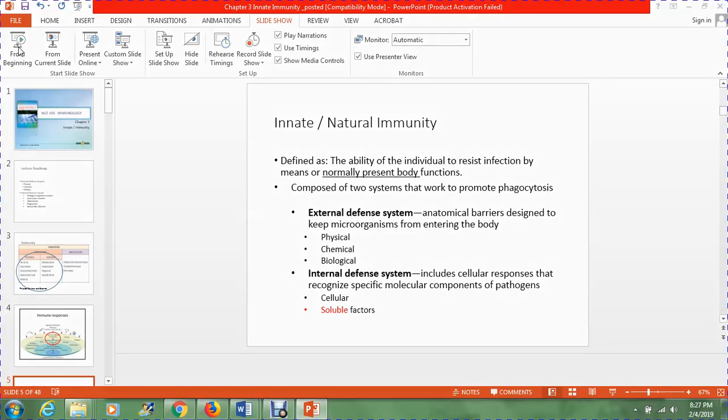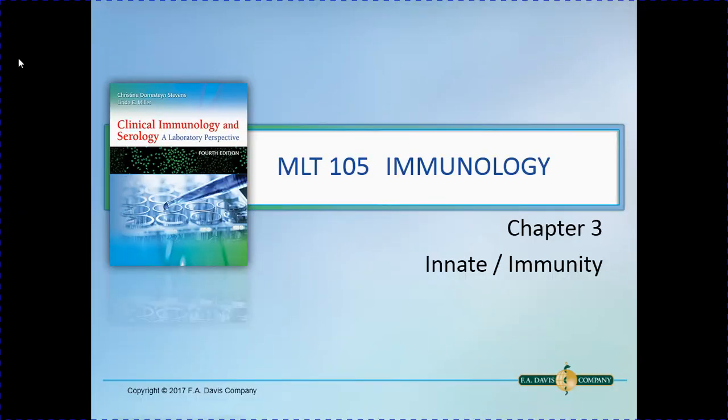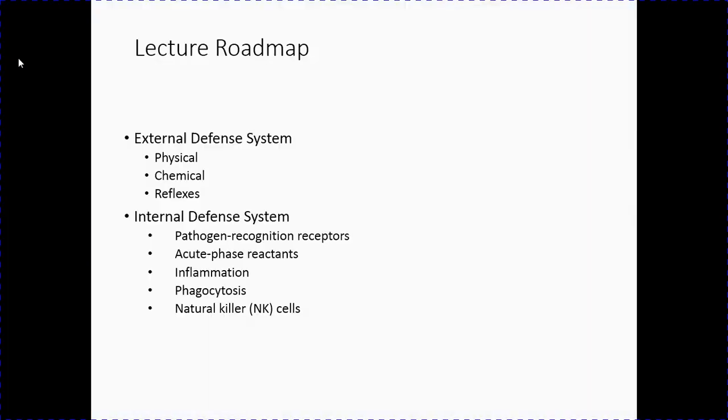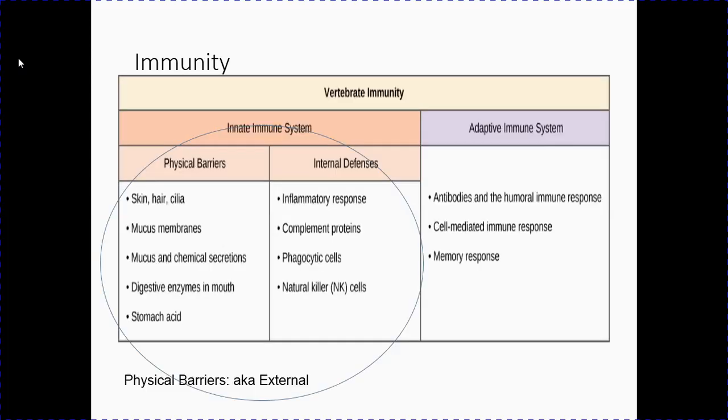Hey everyone, we're going to take a look at Chapter 3, the innate immune system. This is just a quick roadmap of where we're going. We're going to look at the external and internal defense systems, which we know as the first and second lines of defense.